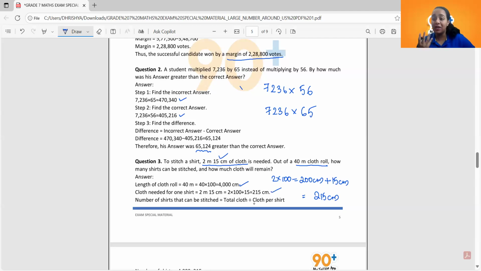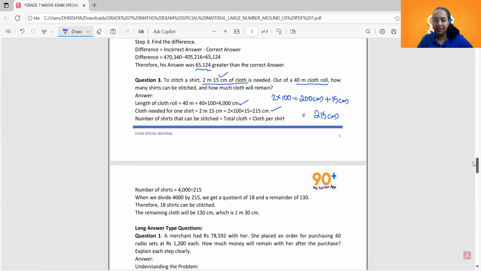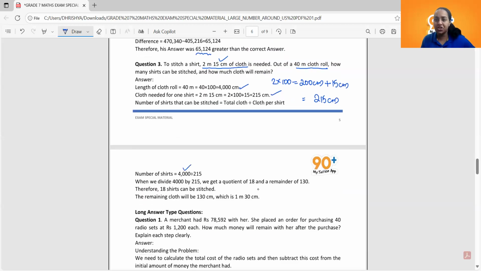Number of shirts: how will you find it? Total cloth divided by cloth required for a shirt. So total cloth was 4000, one shirt was 215. You will get a quotient of 18 and a remainder of 130. The quotient is 18, so 18 shirts can be stitched. And the remainder of 130 means 130 centimeter is remaining, which is 1 meter 30 centimeter. So the quotient will be your answer and the remainder is how much cloth is remaining. That's how you do it. So short answer is completed.